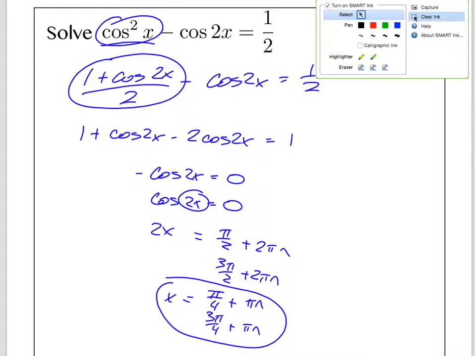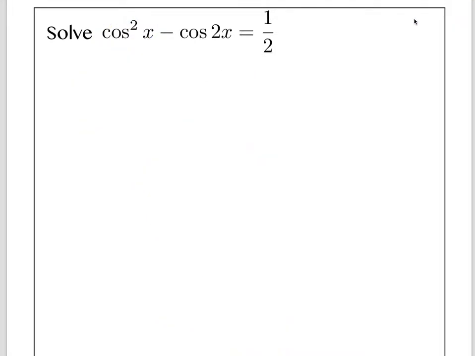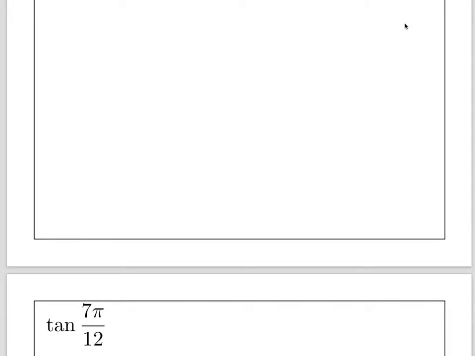Alright, so that's all we're going to do with the power reducing: use it to help us solve equations. Now we want to use a half angle identity to help us figure out what tangent of 7 pi over 12 is. So how am I going to use a half angle identity, or what do I need to do to get started to use a half angle identity to evaluate this?